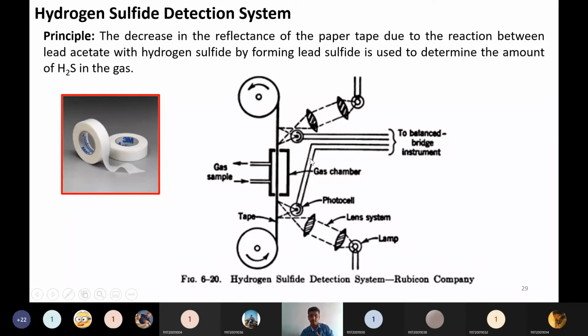Therefore, in order to calculate these two reflectances, there are two photo cells that will be connected to the balanced bridge circuit. If required, auxiliary equipment like a pump or a blower can be used to blow the gas sample into that particular gas chamber like this. Is that clear?